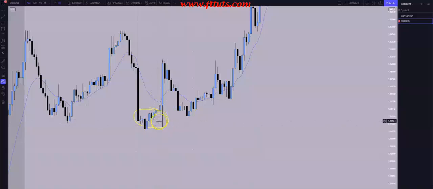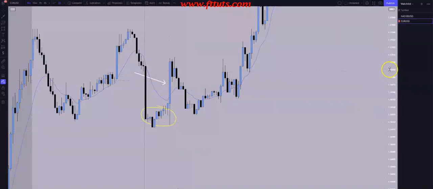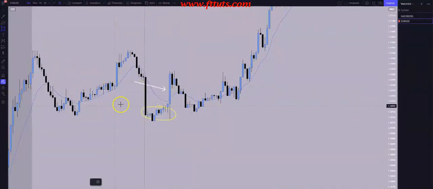may be a little bit confusing because it didn't break any structure. But look at this candle right here. Remember, we don't move the market. So look at this candle right here. That is momentum. Okay, that is a lot of momentum. So we're looking for where that move started from, and the move started from down here.